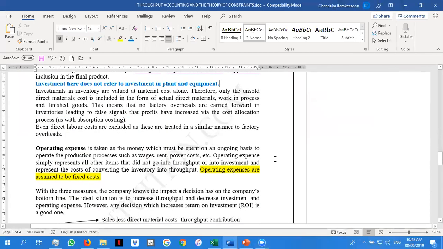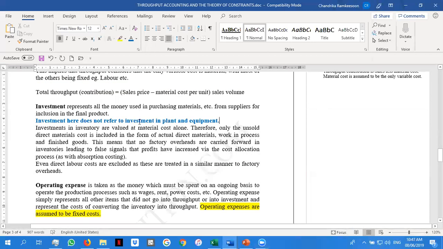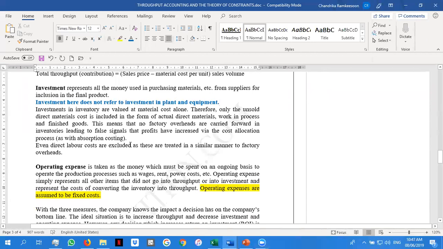Investments in inventory are valued at material cost alone. There's nothing more added on to it. Remember, investment here does not refer to plant and equipment, it refers to money spent in buying materials. And investments in inventory are only valued at material cost. Now, consider this. Therefore, only the unsold direct material cost is included in the form of actual direct materials, work in process, and finished goods.